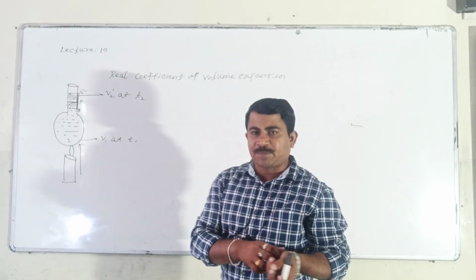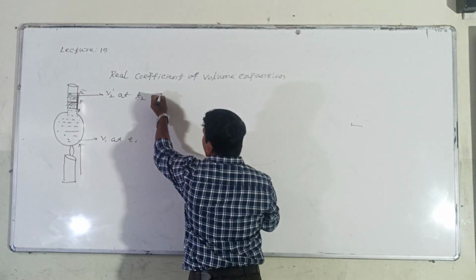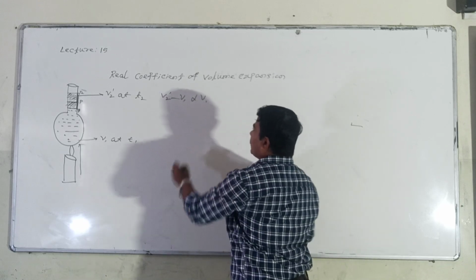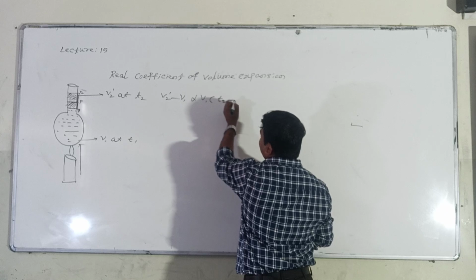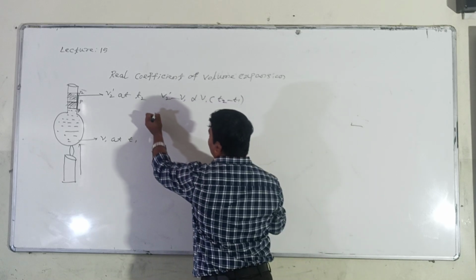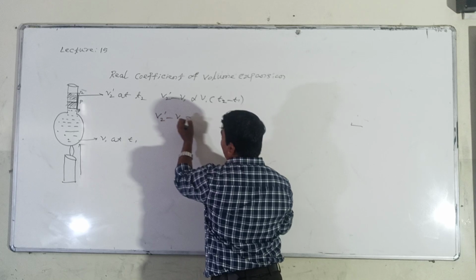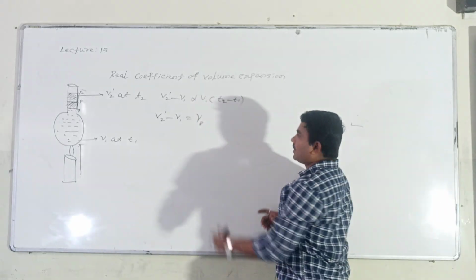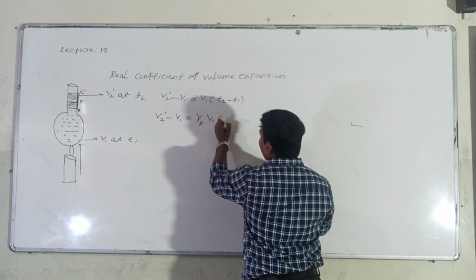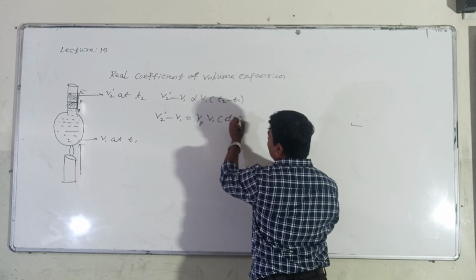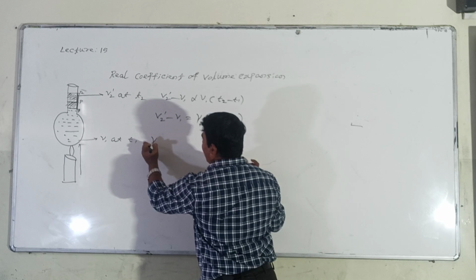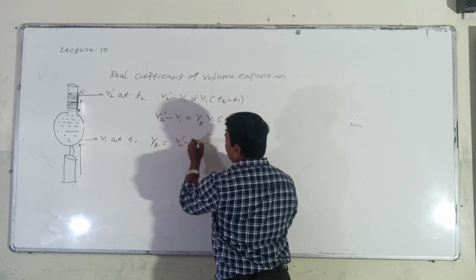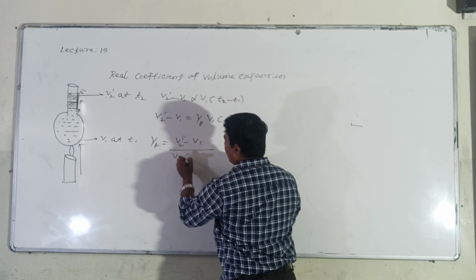Then shall I go for the real expansion? What is the change in volume? Final volume minus initial volume is directly proportional to initial volume and directly proportional to change in temperature. The real expansion of the volume is some constant, I will call it gamma R, into V1 into delta T. From this, gamma R is equal to (V2 dash minus V1) divided by V1 into delta T.